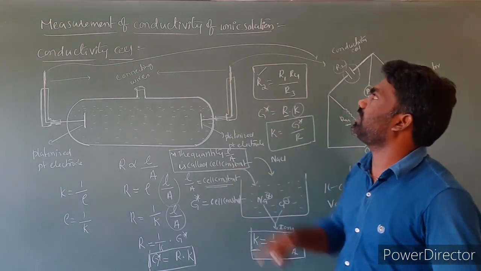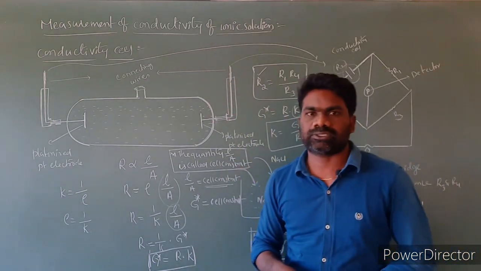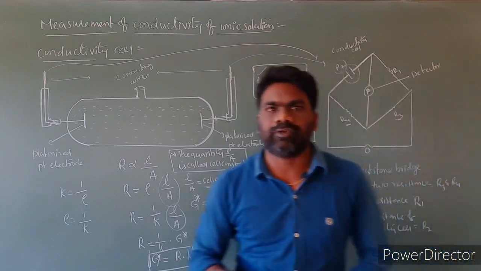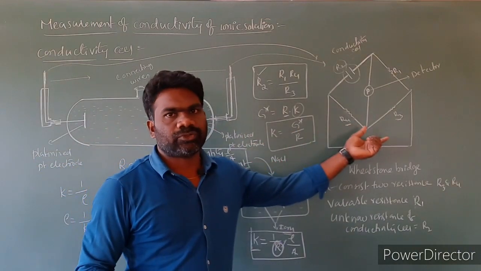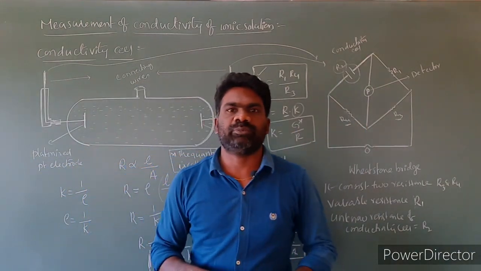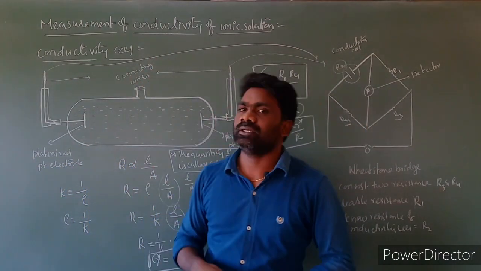By using this formula, we are able to find out the conductivity of this solution. This is the measurement of conductivity of ionic solution. Direct conductivity of an ionic solution is not possible to measure, so we are using a conductivity cell and a Wheatstone bridge.